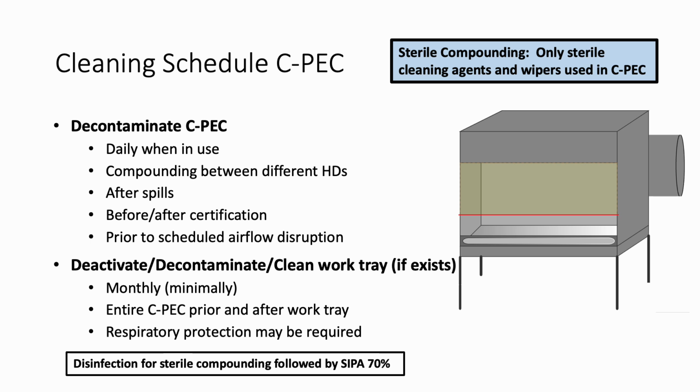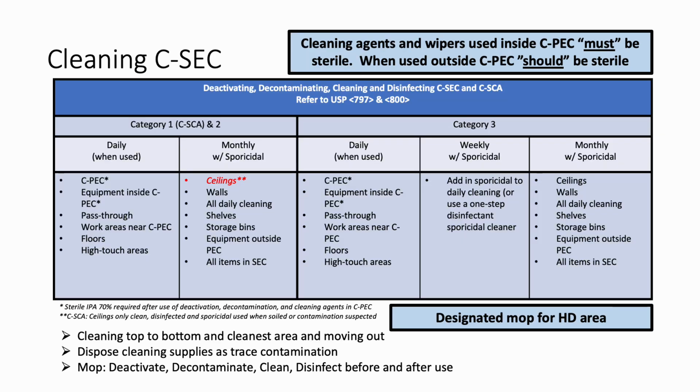Also, respiratory protection needs to be strongly considered in order to keep the employee safe. And then, of course, after using all these agents, we need to repeat by applying sterile IPA 70% to remove residues. When deactivating, decontaminating, cleaning, and disinfecting our negative pressure rooms themselves, we're going to follow the same process as described earlier in the presentation for non-hazardous drug compounding. And it's going to follow a daily and a monthly schedule for Category 1 and 2, as well as the special weekly addition in Category 3.